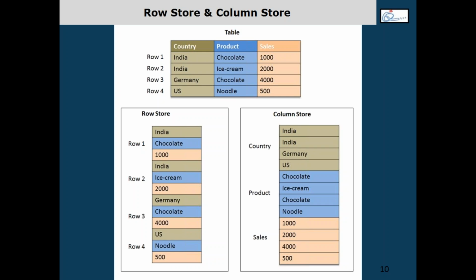Because if it is column store, first I need to go to memory location 1. Next I need to jump to a different memory location and take the corresponding product. Jump to another memory location, take the corresponding sales and give it to me. If it is row store, I'll just go to the memory location where row number 4 is stored, read the whole row: read US, read noodles, read the value, and then give it to you. In this scenario row store is faster, because I'm trying to read a complete record of a table, and in row store the entire record is stored at one memory location.